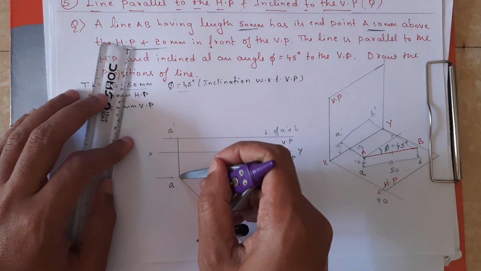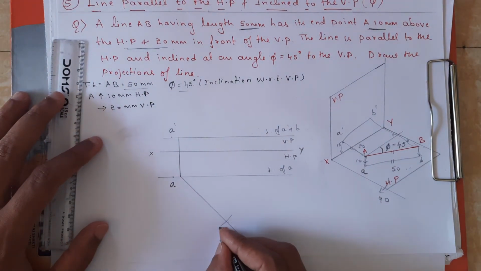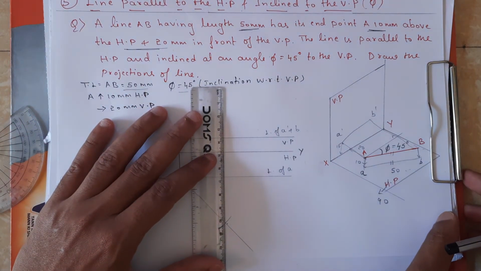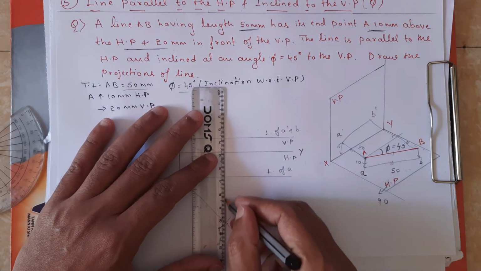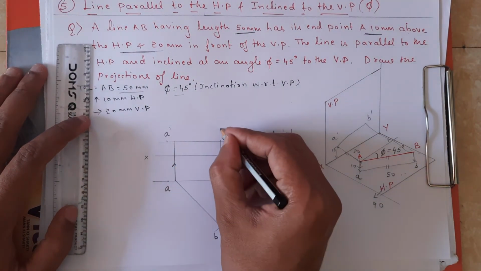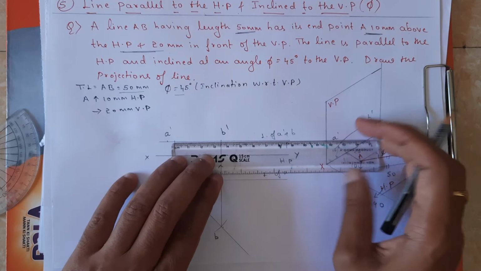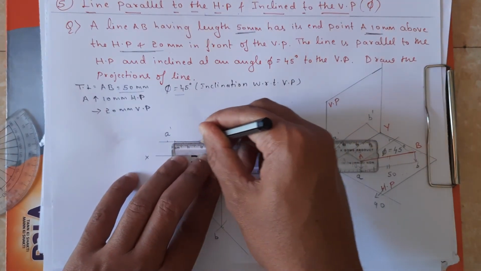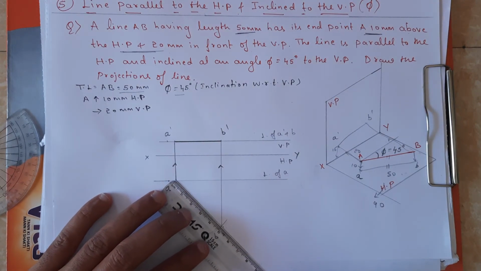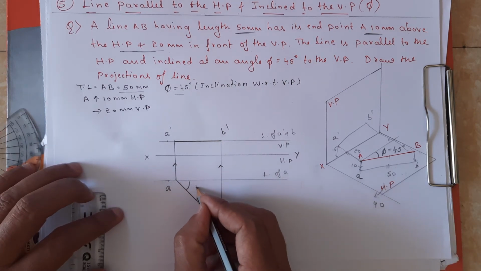With A as center I am going to cut the arc on this 45 degree line. So this one is B. Next from B, I am going to draw the projection upwards. So this is B dash. A dash B dash represents the front view, that must be dark, and the top view, that is AB, that must be dark. So this is the 45 degree.